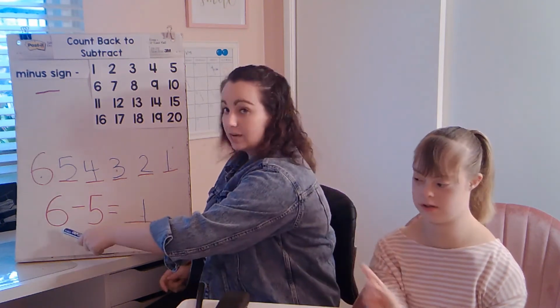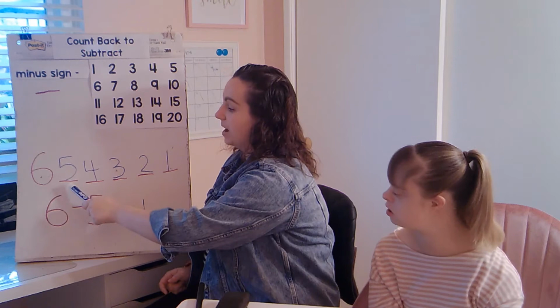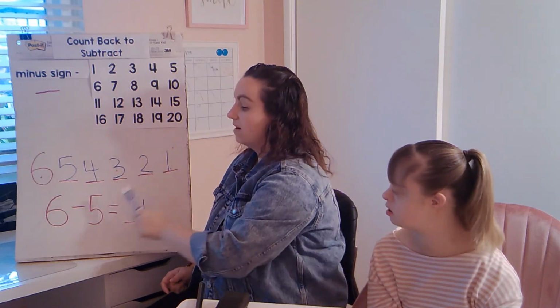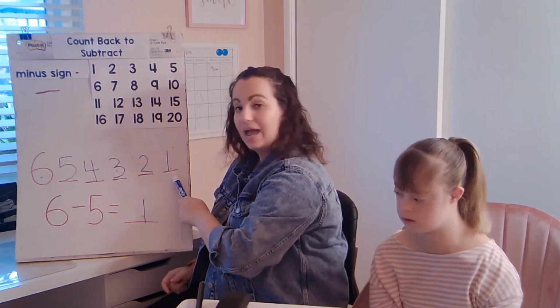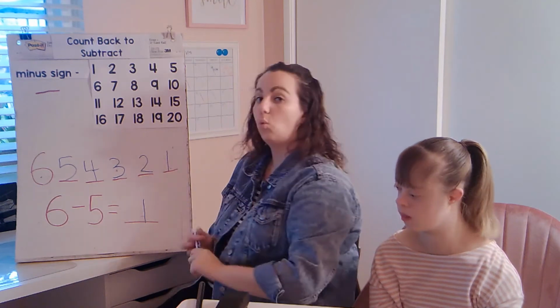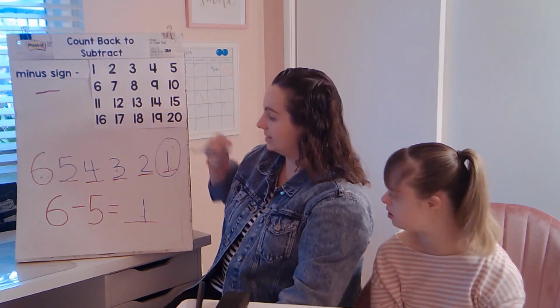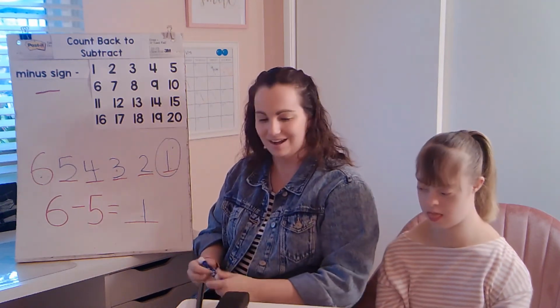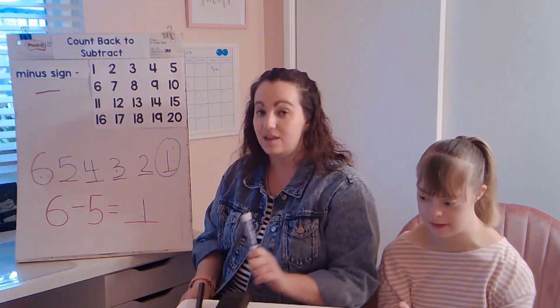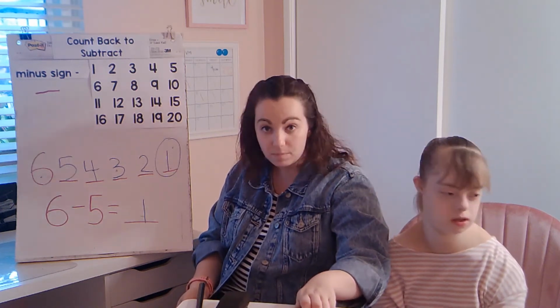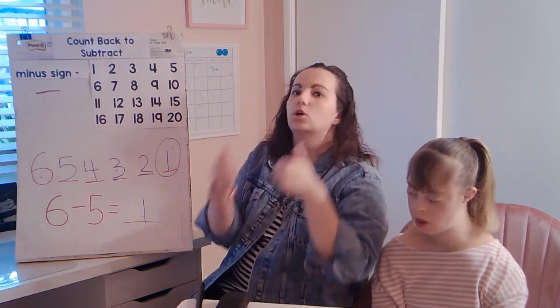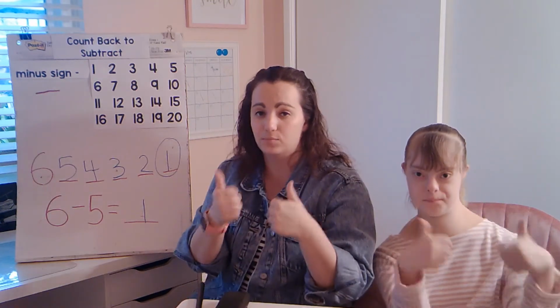We started at 6 and counted back 1, 2, 3, 4, 5 spaces and landed at number 1. That's how we solved our subtraction. Nice job. If you're following along, trying your best, counting back with me, good job. Please keep up the practice, okay?